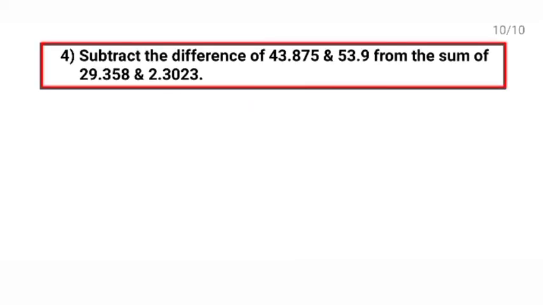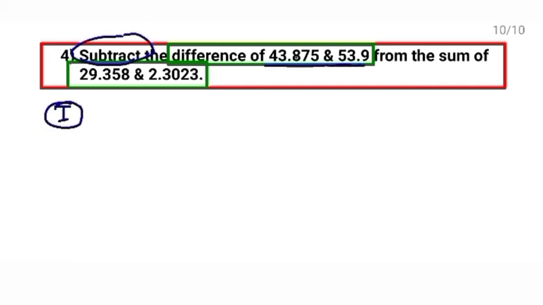Subtract the difference of these 2 numbers. You have to find the difference of these 2 numbers and subtract it from what? The sum of these 2 numbers. What will you do here? Firstly you will find the difference of these 2 numbers, then the sum of these 2 numbers, and at the end you will subtract them. So the first step is the difference of these 2 numbers. While finding the difference, what do you do? You subtract the smaller number from the greater number.